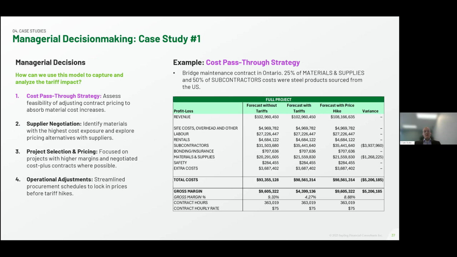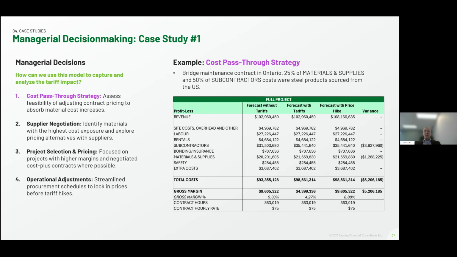So now let's look at how this construction firm could respond to rising costs from tariffs. On the left here, we outlined 4 key strategies. Number 1 is cost pass-through. This would involve raising prices to offset higher input costs from tariff rates.